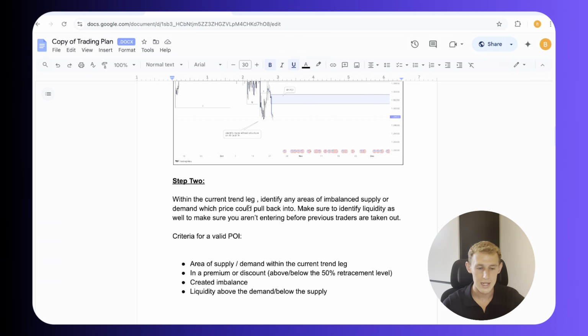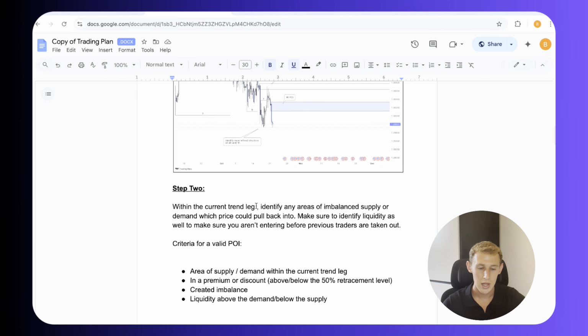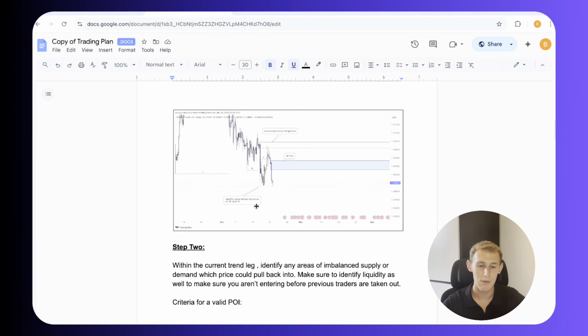Now, going over to step 2, this is where we're actually going to identify a point of interest from which we are going to either buy or sell, depending on that overall trend direction which we identified in step 1. For myself, I have a few different criteria that I need to see met in order for a point of interest to become valid. Essentially, I'm looking for an area of imbalanced supply for sells, or an area of imbalanced demand in the case of buys in a bullish trend, and I need to see some liquidity resting below this area.